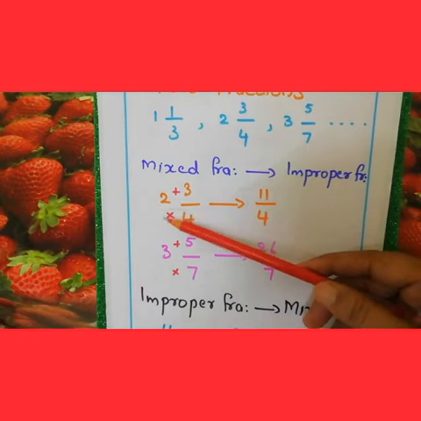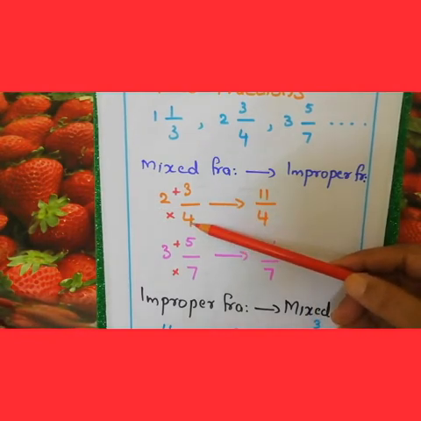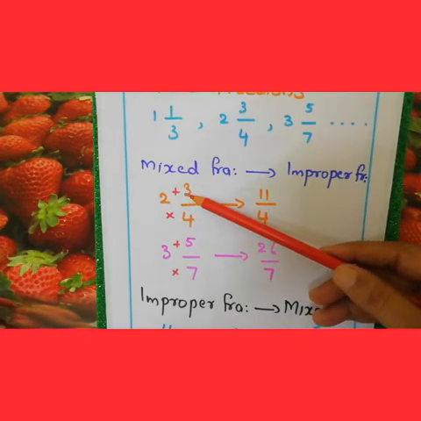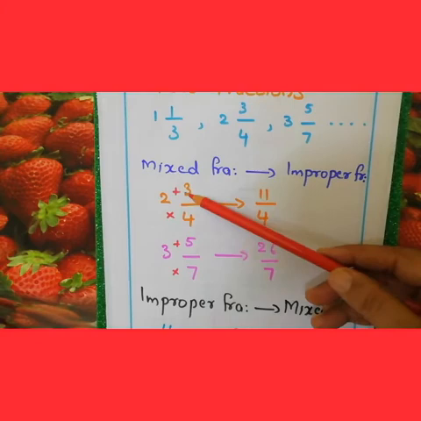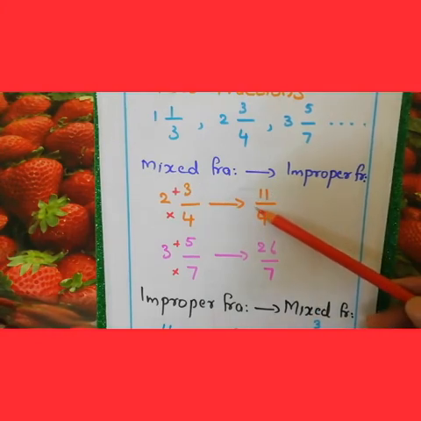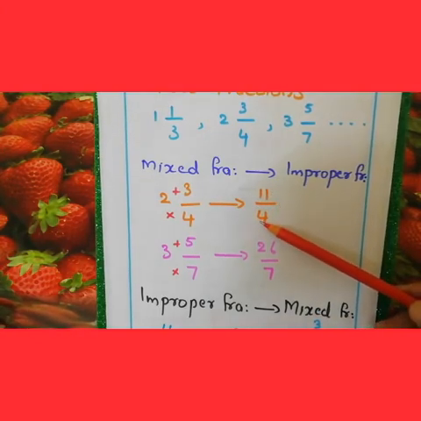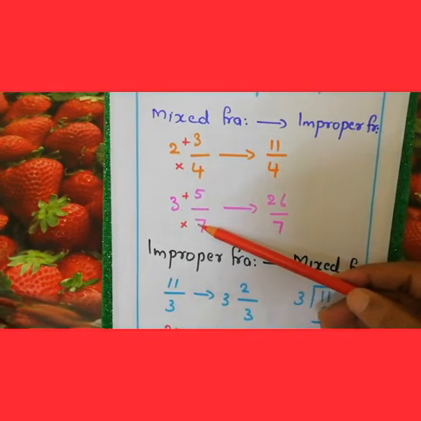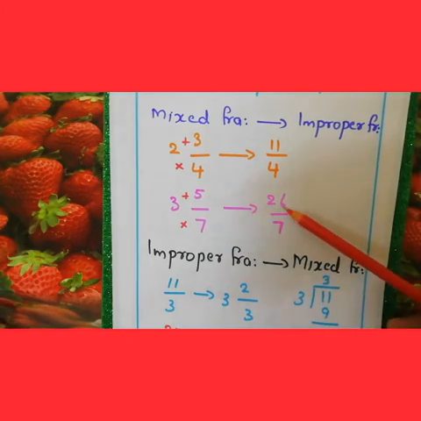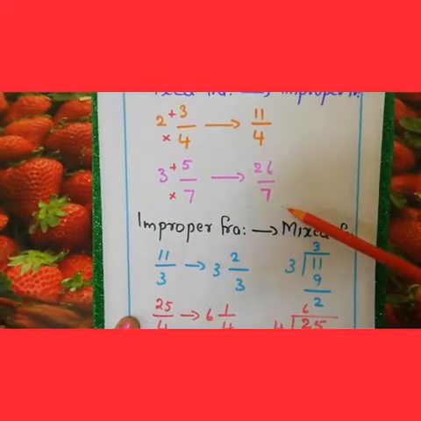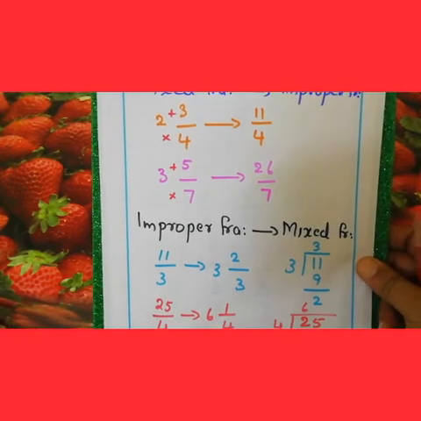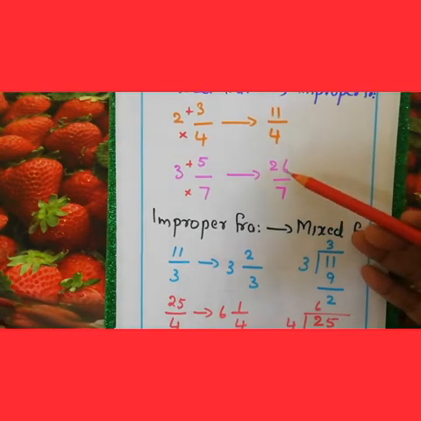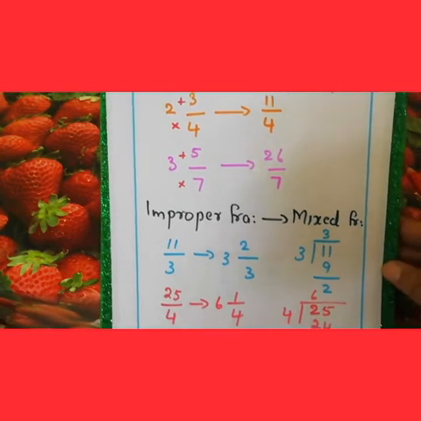In the example 2 3 by 4, first of all you multiply 2 and 4, then add the result to 3. So here 2 into 4 is 8, 8 plus 3 is equal to 11. Then don't forget to write the denominator 4. Next example, 3 5 by 7. 3 into 7 is 21. 21 plus 5 is equal to 26. So 26 by 7 is the improper fraction. So the mixed fraction 3 5 by 7 is converted into the improper fraction 26 divided by 7.